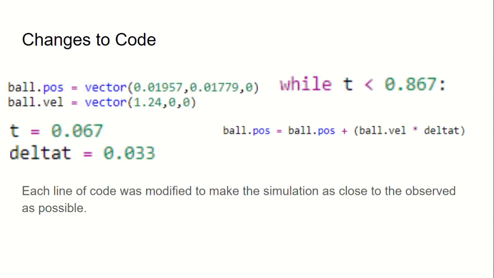Changes to the code. Each line of code was modified to make the simulation as close to the observed as possible. The initial ball position was changed to the starting coordinates of tracker, and the initial velocity was updated to the line of best fit slope. T was then altered to 0.067, the same time as the observed ball, and delta t to 0.033, since tracker measures each frame at that rate. Finally, the while loop was updated to 0.867, and the final ball position was updated to make sure the simulation was moving at the correct positions.